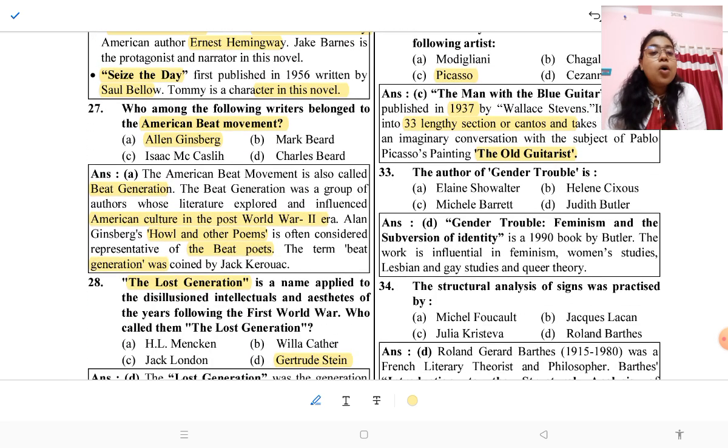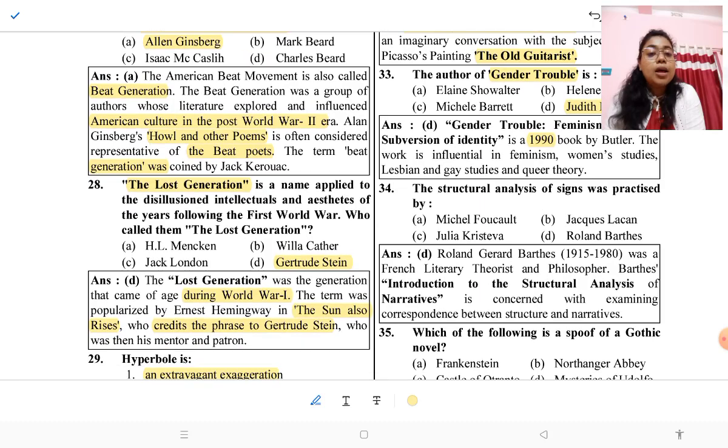Then, the author of Gender Trouble is Judith Butler. Gender Trouble: Feminism and the Subversion of Identity is a 1990 book by Butler. The work is influential in feminism and women's studies, lesbian and gay studies, and queer theory. Gender Trouble by Judith Butler.